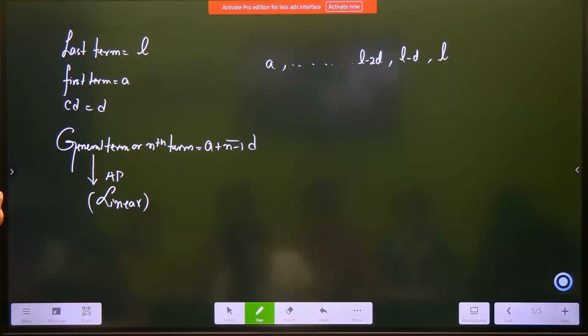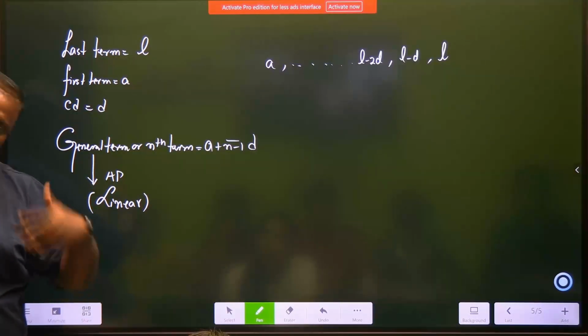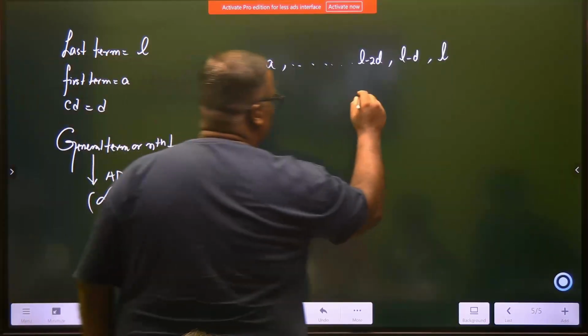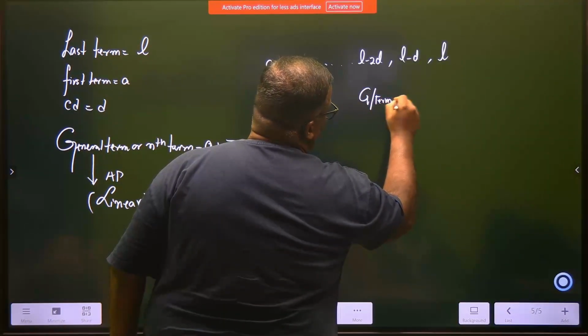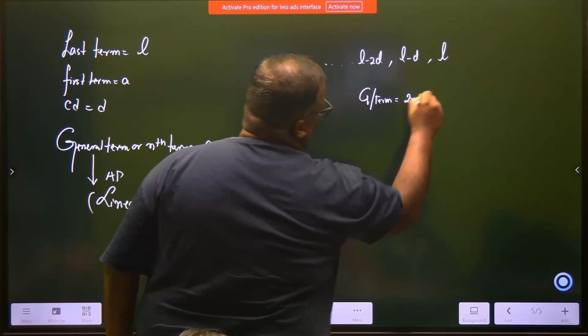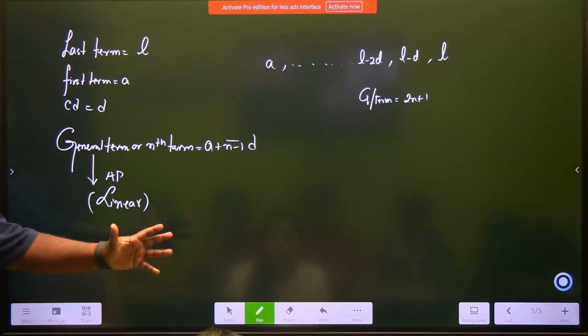Linear. समझ में आ रहा है? General term will always be linear. So you think of a general term with linear. Let's say we have an AP whose general term is equal to 2n plus 1. Is 2n plus 1 linear? 2n plus 1 is linear, right?